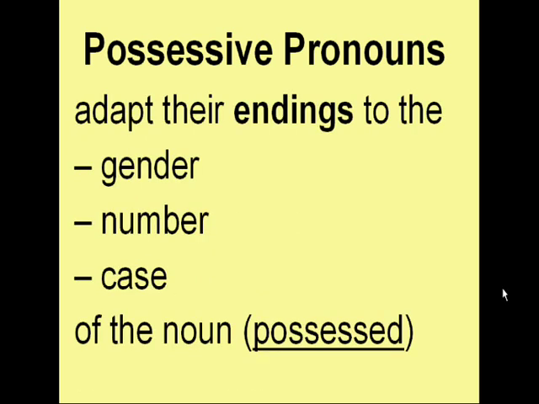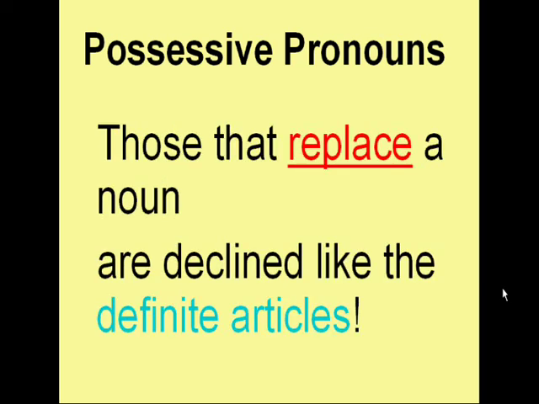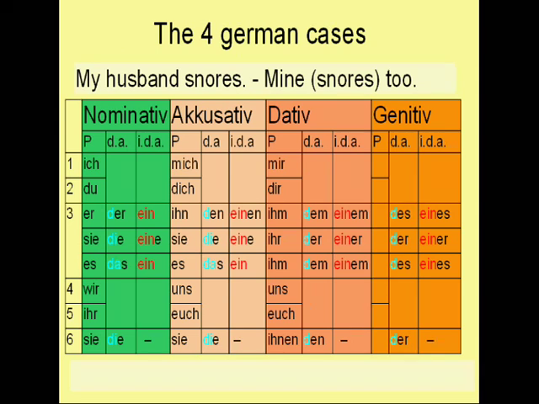The possessive pronouns that replace a noun also adapt their endings to the gender, number, and case of the noun, which is the possessed one, but they are declined like the definite articles, not like the indefinite articles. This means that we don't have to replace them with the word stem of the indefinite articles, which is ein, but with the blue letters of the definite articles. Let me demonstrate this to you with these 2 sentences.